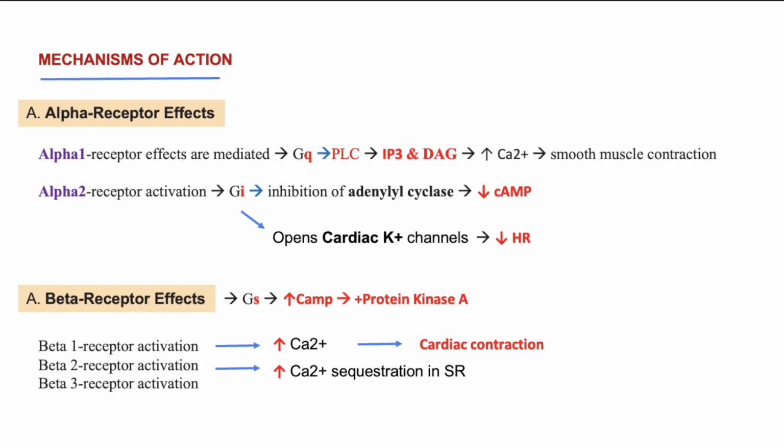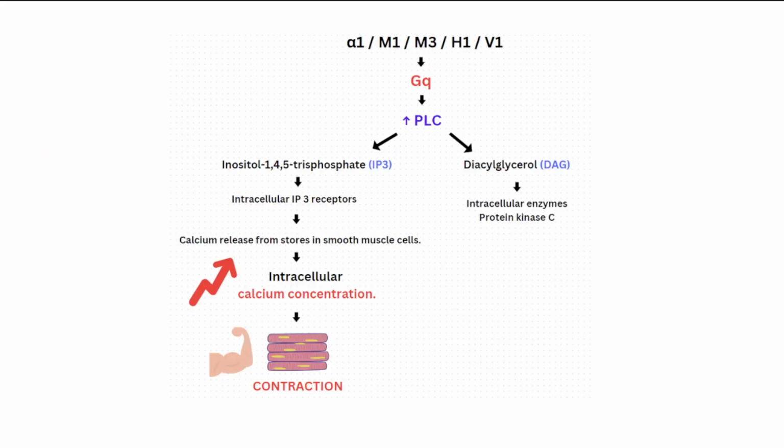sarcoplasmic reticulum, thereby calcium concentration reduces, leading to relaxation of the smooth muscles, relaxation of the vascular smooth muscle, leading to the vasodilation. So beta 1 in the heart has got contractile ability, whereas beta 2 activation in the smooth muscles has got relaxation activity. And coming to the individual flow chart, how this drug is going to produce its mechanism of action.